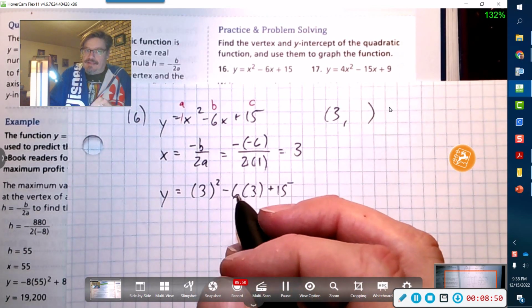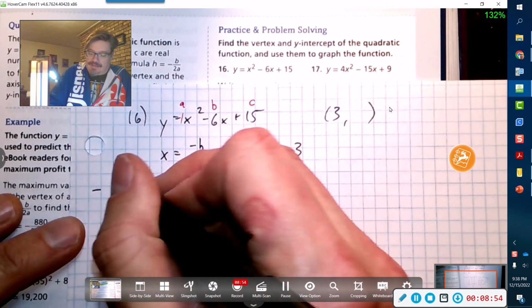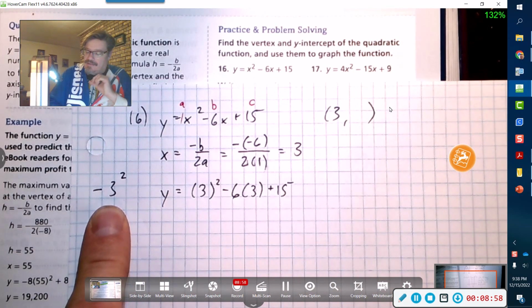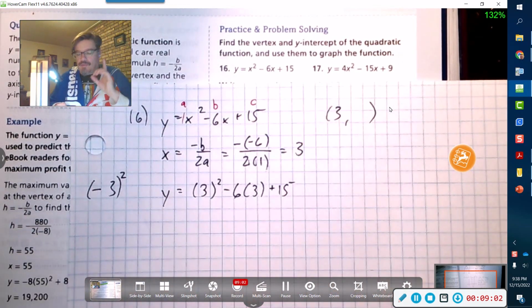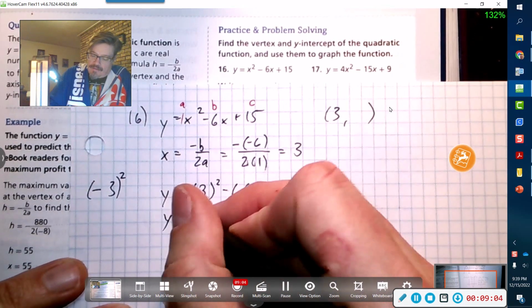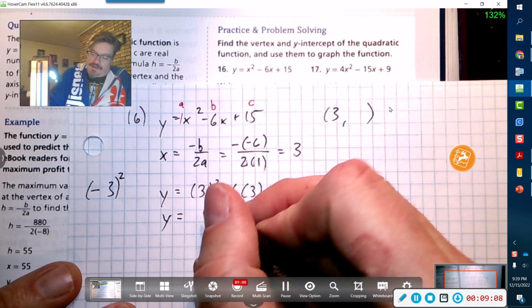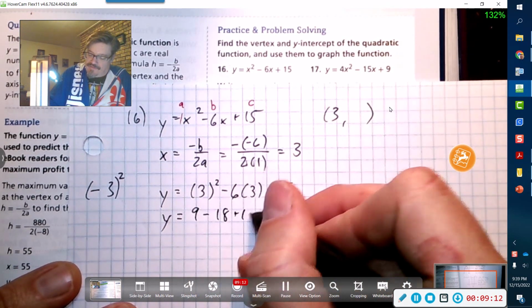it's got to be positive. Some of you are still typing negative on the outside like this. You're doing that in the calculator, and that's going to get you a wrong answer. So you got to make sure that you square it, because when you square a negative number, it's got to be positive. I'm getting mad just thinking about it. 3 squared is 9. 9 minus 18 plus 15 is negative 3.